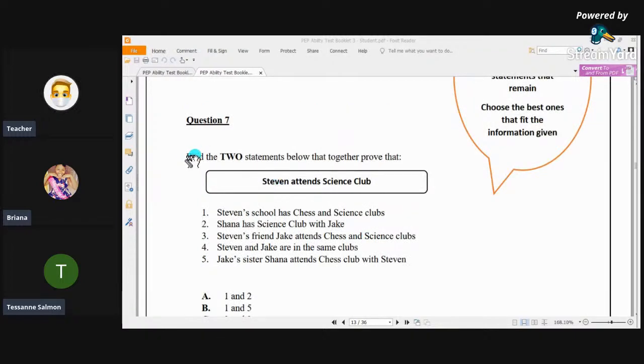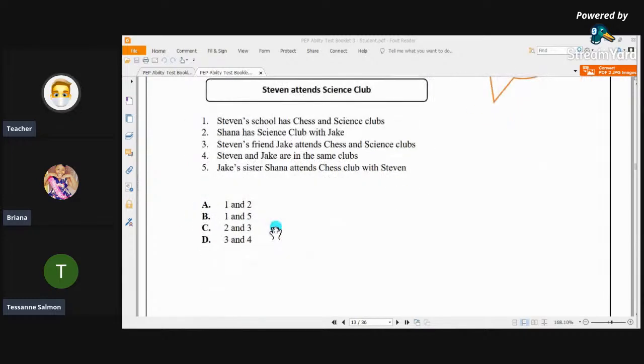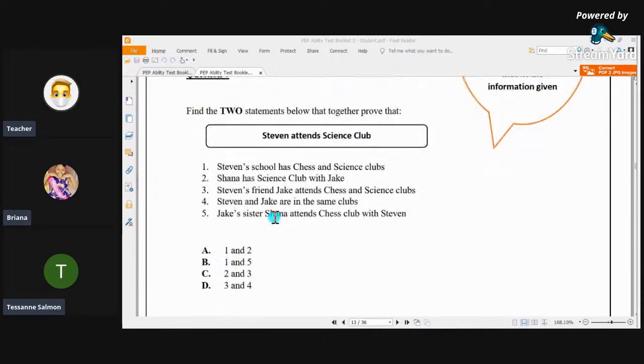Question 7 says we need to find the first two statements below that together prove that Stephen attends the science club. Read through these, Brianna, and then tell me what you think the answer should be. Go ahead, Brianna.